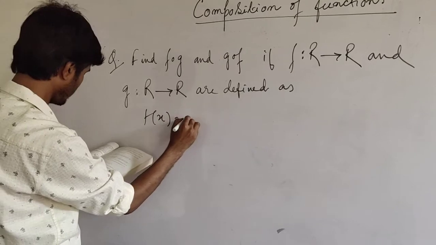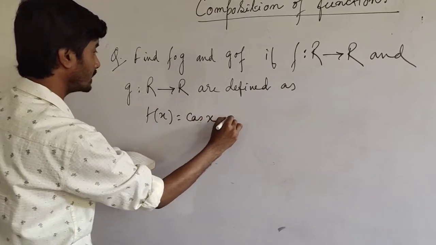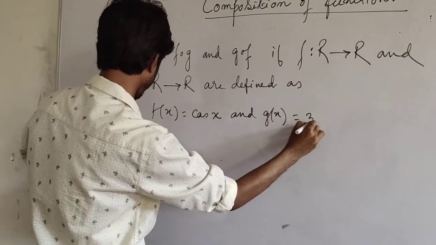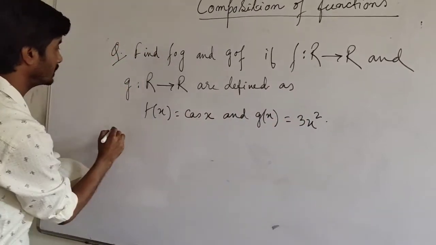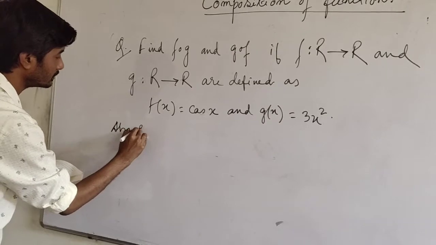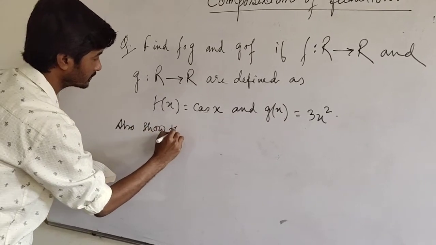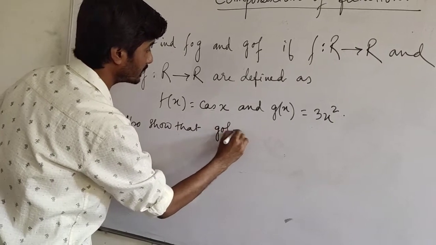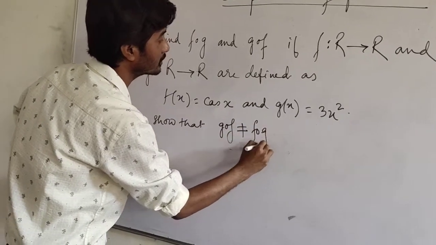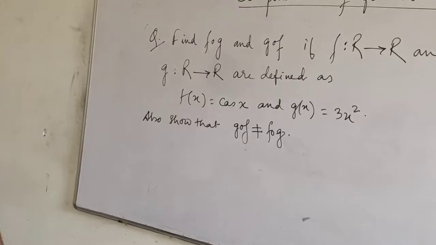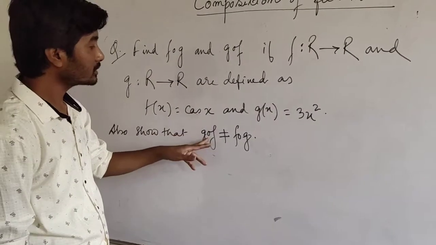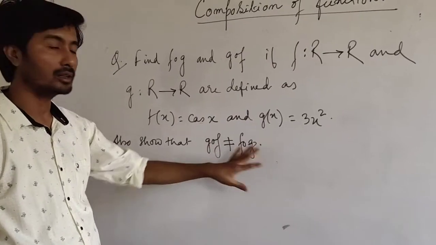f(x) equal to cos x and g(x) equal to 3x square, so that g∘f is not equal to f∘g. So this example will prove that this composition of functions is not commutative.